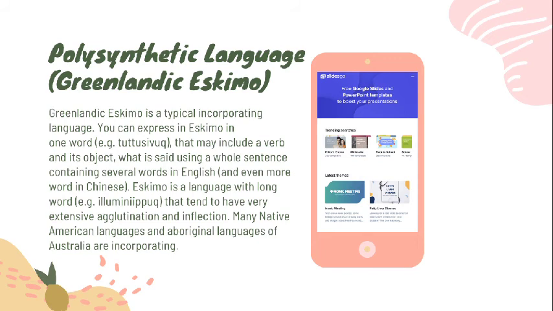Example, illuminipok. That tends to have very extensive agglutination and inflection. Many Native American languages and Aboriginal languages of Australia are incorporating.